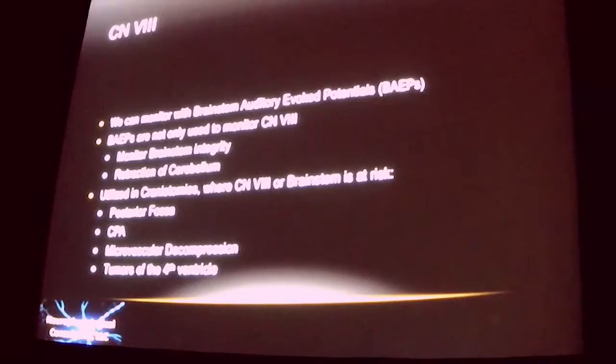BAERs are not only used, though, to monitor cranial nerve 8, they monitor brainstem integrity and retraction of the cerebellum for cranial nerve 8 integrity. And they're utilized in craniotomies where cranial nerve 8 or the brainstem are at risk, and this includes the posterior fossa, CPA, a microvascular decompression, tumors of the 4th ventricle, so on. And we're going to get into that. But basically, BAERs have 7 waves.